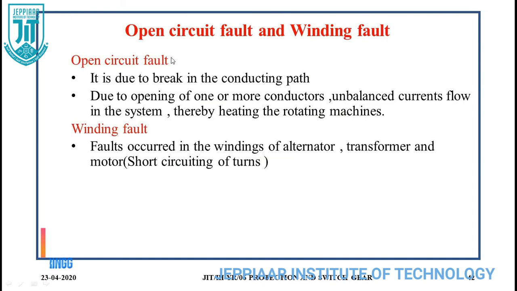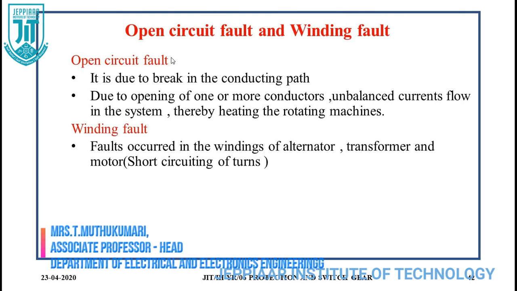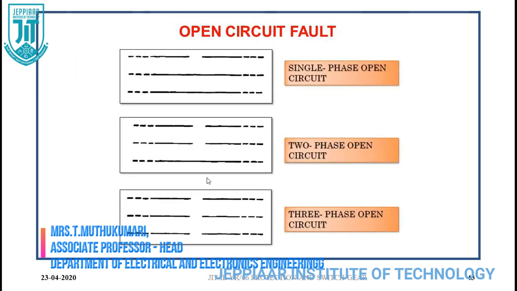Open circuit fault is nothing but the opening of one or more conductors. In that case, unbalanced current flows through the system, thereby heating the rotating machines. What is the reason for open circuit fault? It is due to breaking of the conductor. Next is winding fault, which is a fault occurring in the windings of a generator, transformer, or motors. That is, short circuiting of turns is called winding fault.